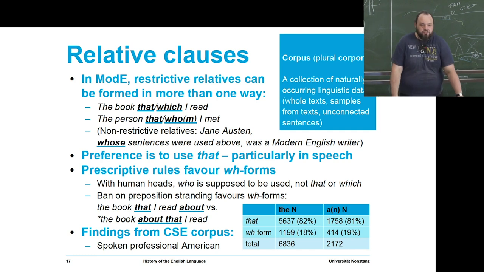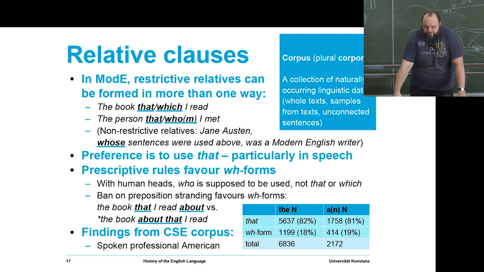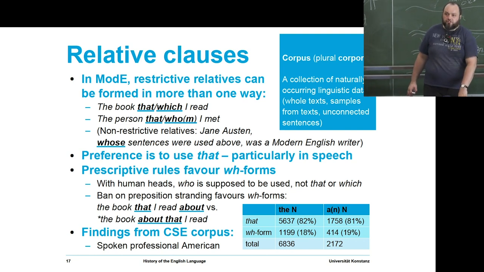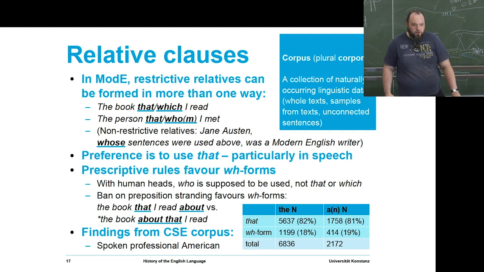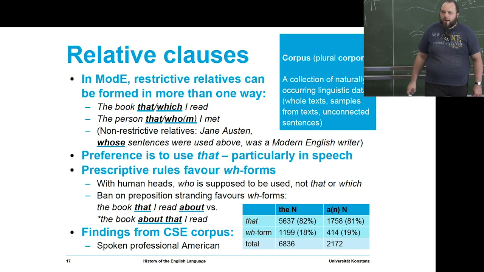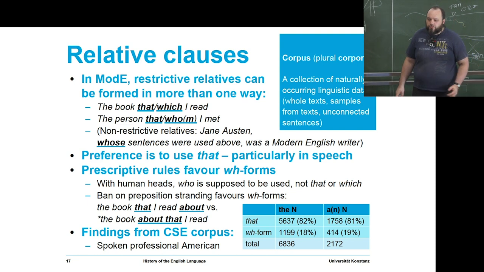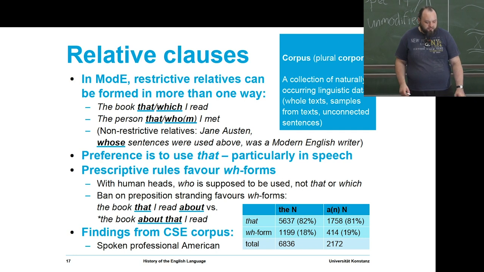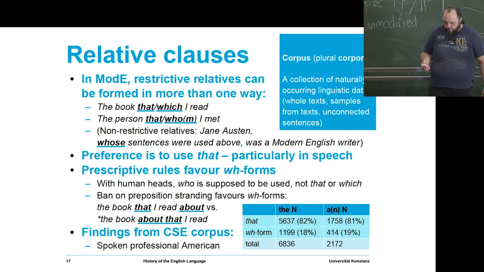Interestingly, if preposition stranding is banned, that also favors the WH forms, because some of the relative clause forms cannot be used with prepositions. So you can say the book that I read about, the book which I read about, the book I read about, but you can't say the book about that I read, or the book about I read. But you can say the book about which I read. So if you don't do preposition stranding, and that's something that is sort of disfavored, I think we might come to that.